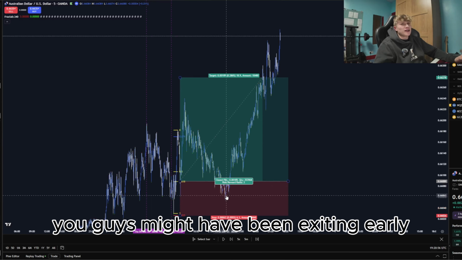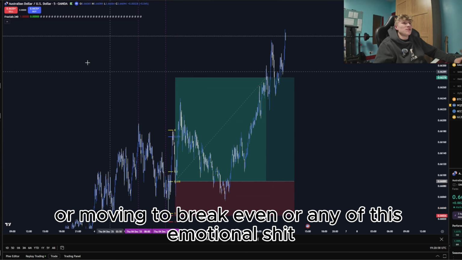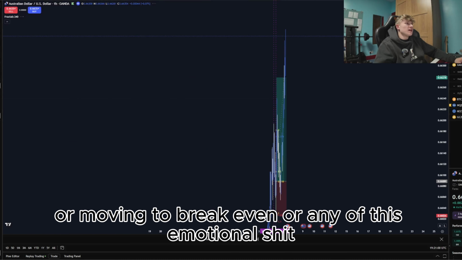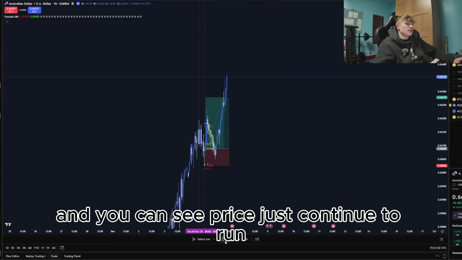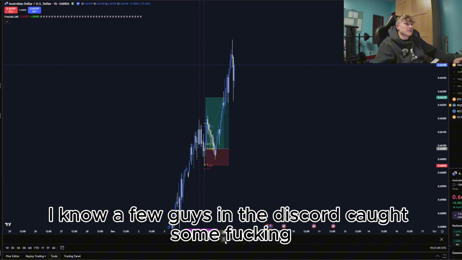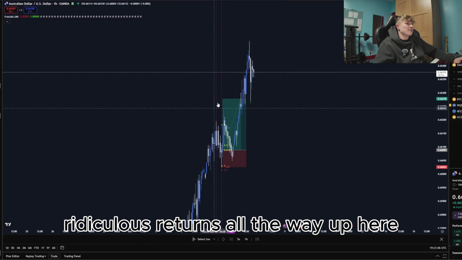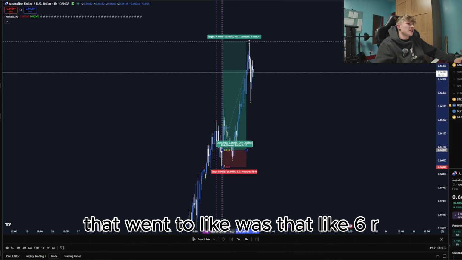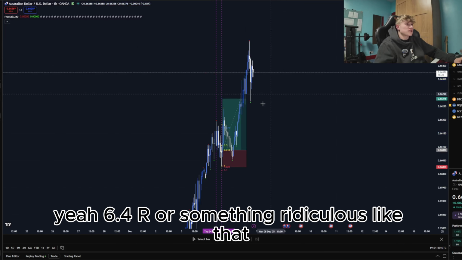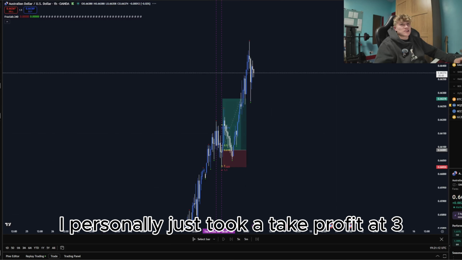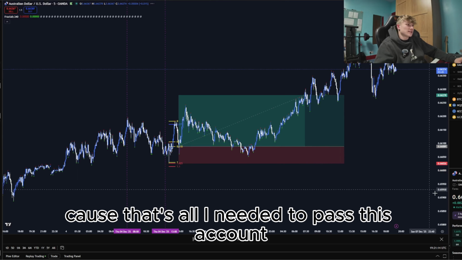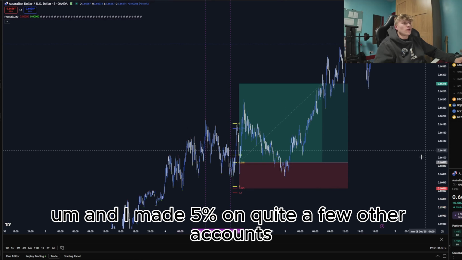It came down here. You guys might have been exiting early or moving to break even or any of this emotional stuff. If you just left it, you can see price just continued to run. I know a few guys in the Discord caught some ridiculous returns all the way up here. That went to like, was that like 6R, yeah, 6.4R or something ridiculous like that. I personally just took a take profit of 3 because that's all I needed to pass this account. And I made 5% on quite a few other accounts.